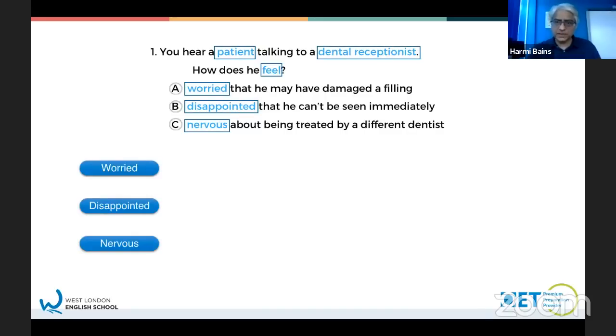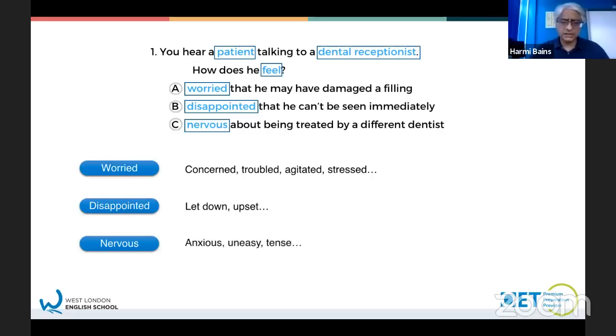With worried, if you think of some synonyms for worried, well, he might say something like concerned, I'm really concerned, or I'm troubled, I feel agitated, I'm stressed. Disappointed, maybe you might use the words let down or upset. Nervous, anxious, uneasy, tense. The words, I think, worried and nervous can be interchangeable. They're quite similar, so it's quite tricky.